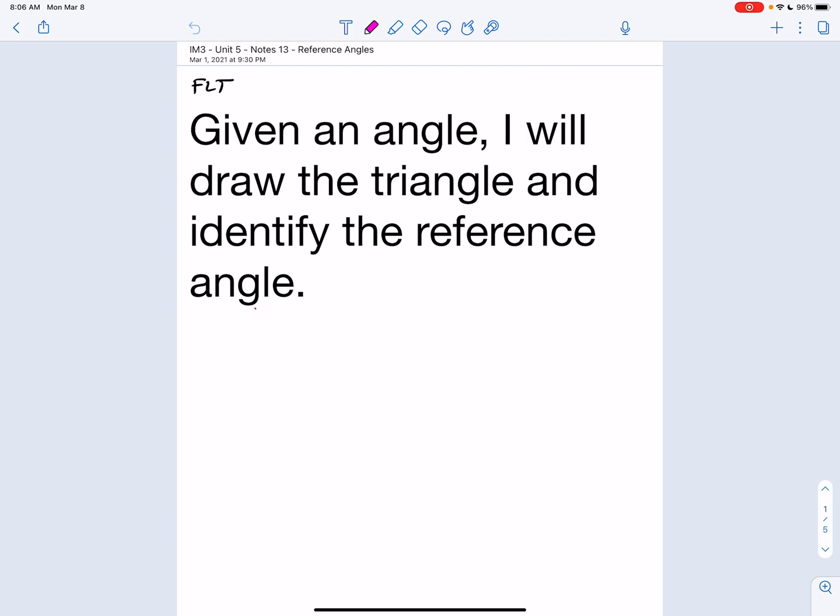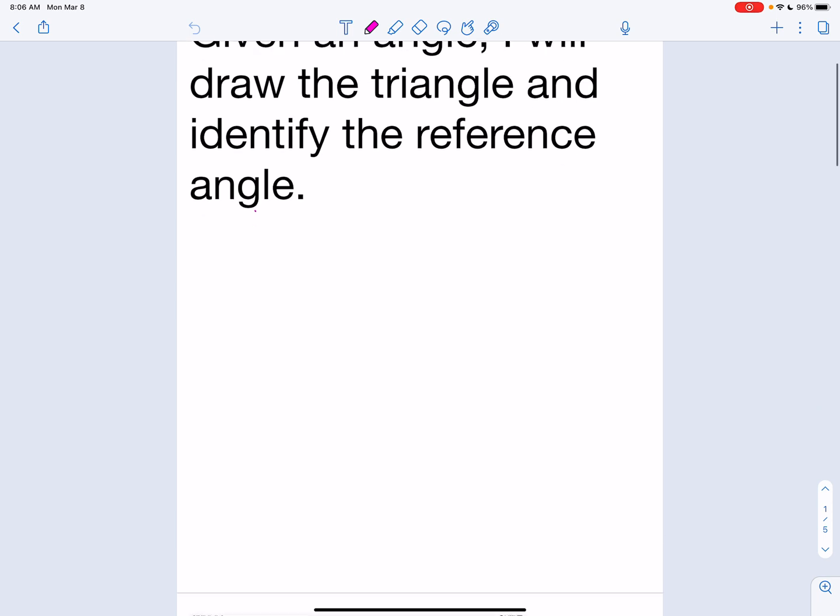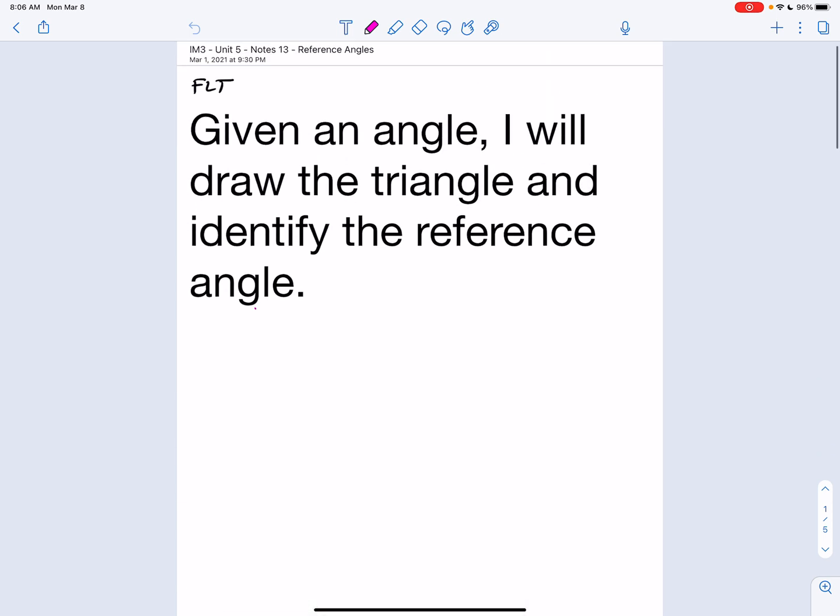Okay, so here, given an angle, you're going to be able to draw this triangle that we're going to talk about and identify the reference angle, okay? So the whole idea of this is, we're going to try to incorporate trigonometry, sine, cosine, and tangent, and the reciprocals, in order to find the ratios of any angle. So before we can do that, there's something called a reference angle that I'll talk to you guys about.